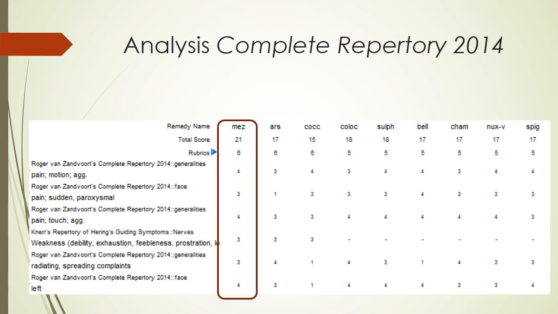Another point to remember is the arithmetical score is secondary. What is more important is covering all the rubrics. So even if the score was not 21 and it was having a tie with Arsenicum or Cocculus, I would still go with it and do a differential analysis at the materia medica stage. But here it's clearly a winner, if I could use that term.